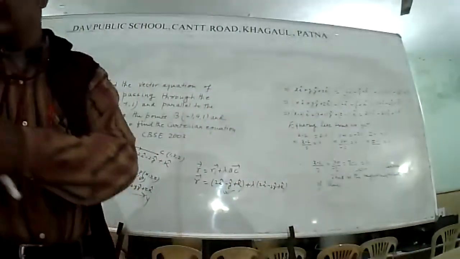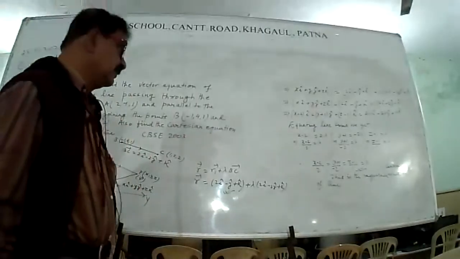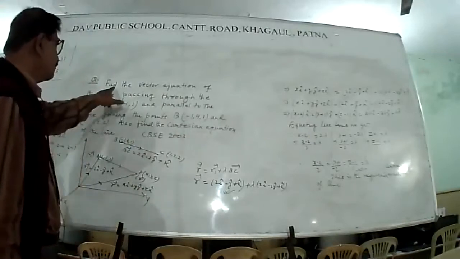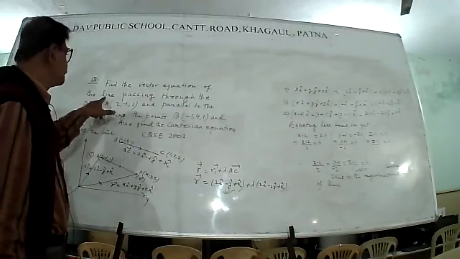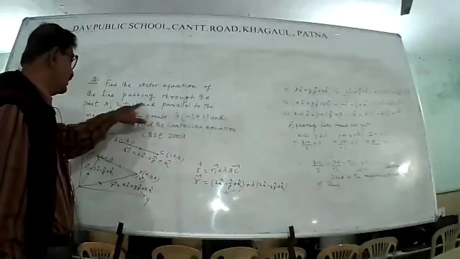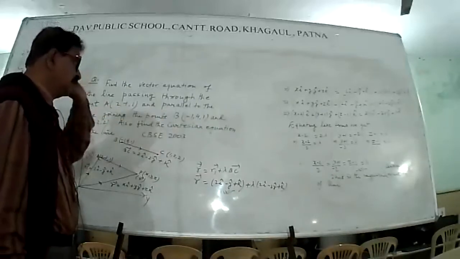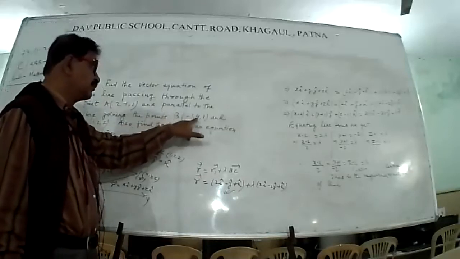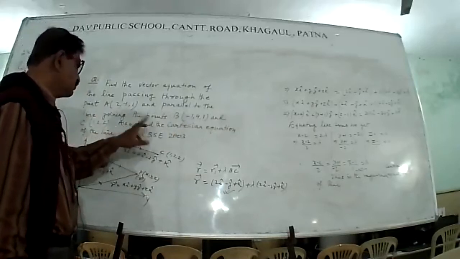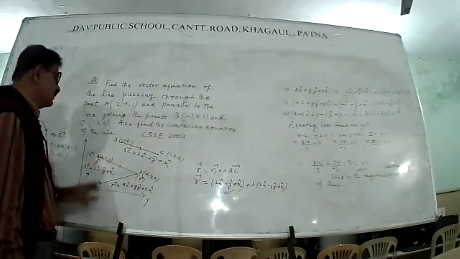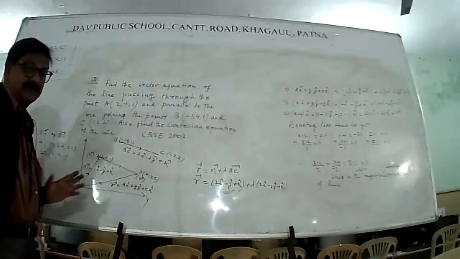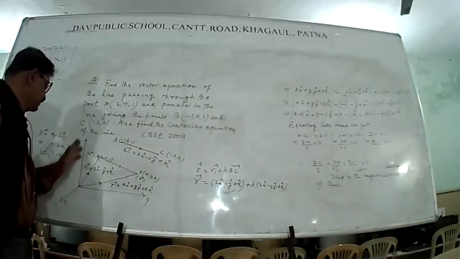Once again, I am just explaining this answer. Here we have to find the vector equation of the line passing through the point A, whose coordinates are 2, minus 1, 1, and parallel to the line joining the points B, coordinates minus 1, 4, 1, and C, coordinates 1, 2, 2. Also find the Cartesian equation of the line. So we have drawn the figure first.